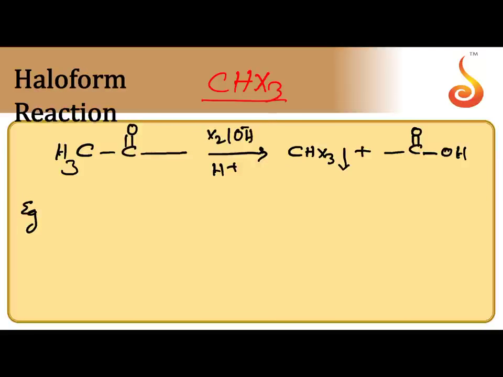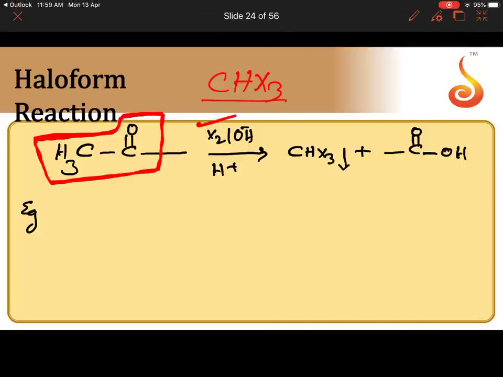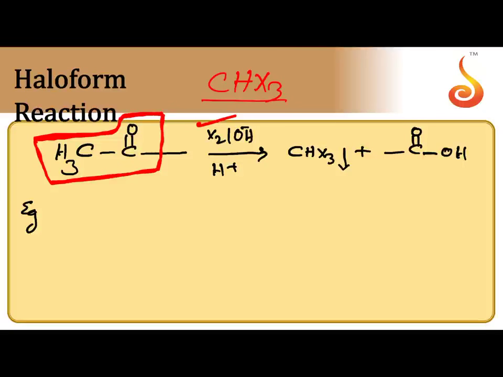Trihalomethane is called haloform. Aldehyde or ketone containing an alpha methyl group, if it is attached to C double bond O, such type of compound, when it is reacted with halogen in the presence of alkali, the alpha CH3 is converted into CHX3, haloform. It may be precipitated. The remaining part will become carboxylate, that is subjected to acidification to get carboxylic acid.